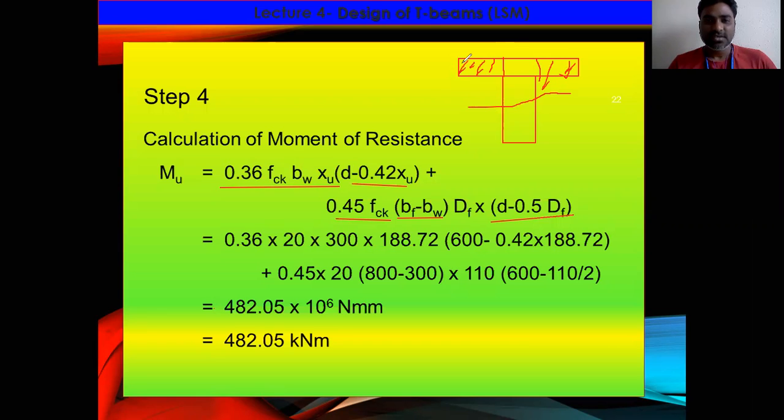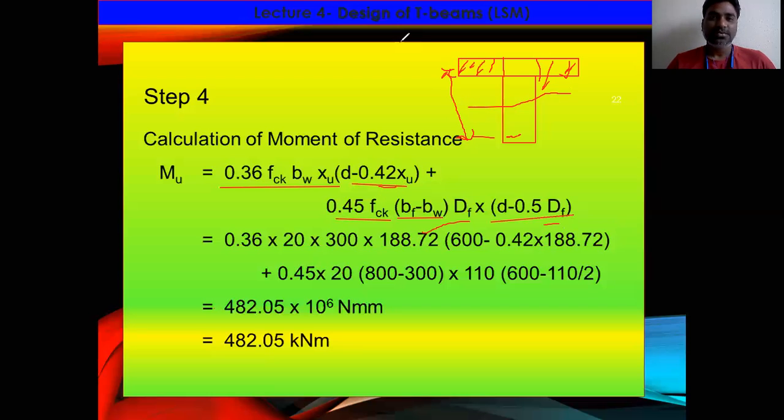So for this one, the moment of resistance due to the compressive force taken by the flange: the compression force is 0.45 fck (bf minus bw) Df, that is the compressive force. And the lever arm is, suppose this is your tension reinforcement, from here to the center of this flange, that is d minus Df by 2, that is 0.5 Df. And similarly, this is d minus 0.42 xu, right?